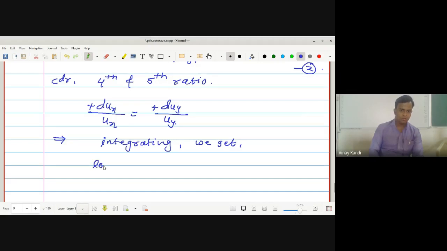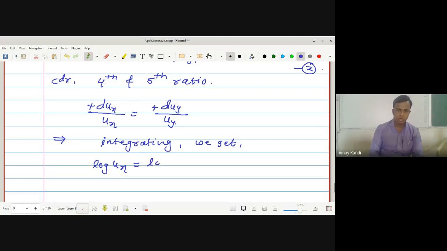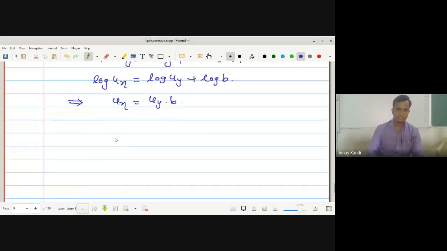Okay, log ux is equal to log uy plus log b. Okay, log b is the constant, suppose. So this implies ux is equal to uy into b. Hence this is the second partial differential equation, which is compatible with f. So this is s2 of x, y, z, ux, uy, uz and b.